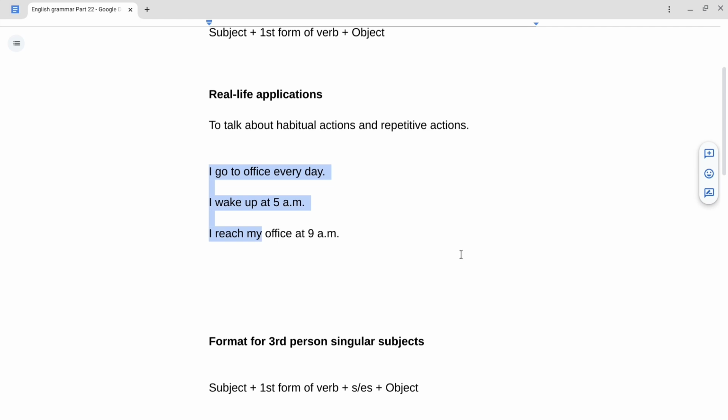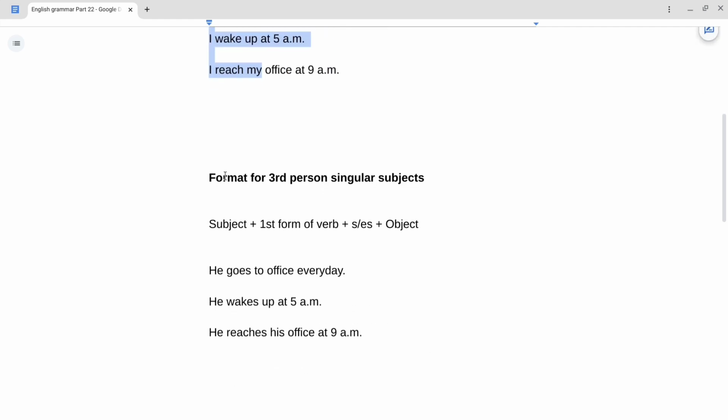Okay. Now we will have a discussion on the format for the third person singular subjects like he, she, it and names like John, Mary, etc.